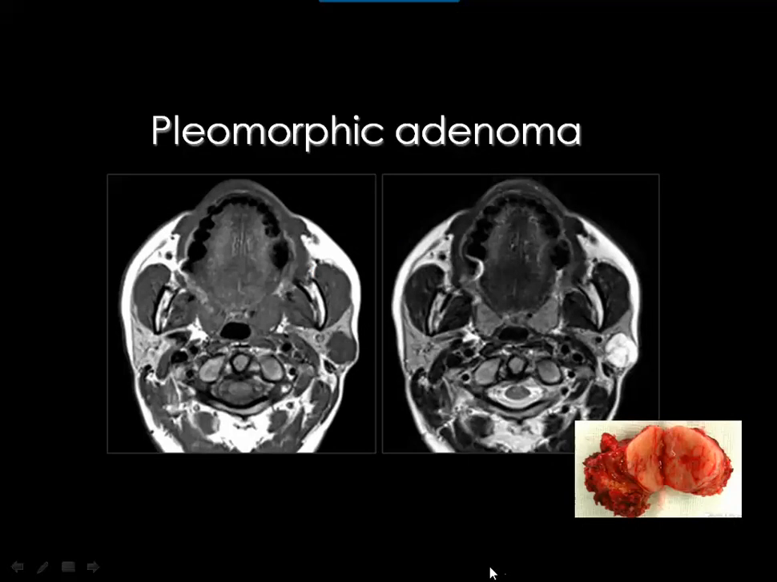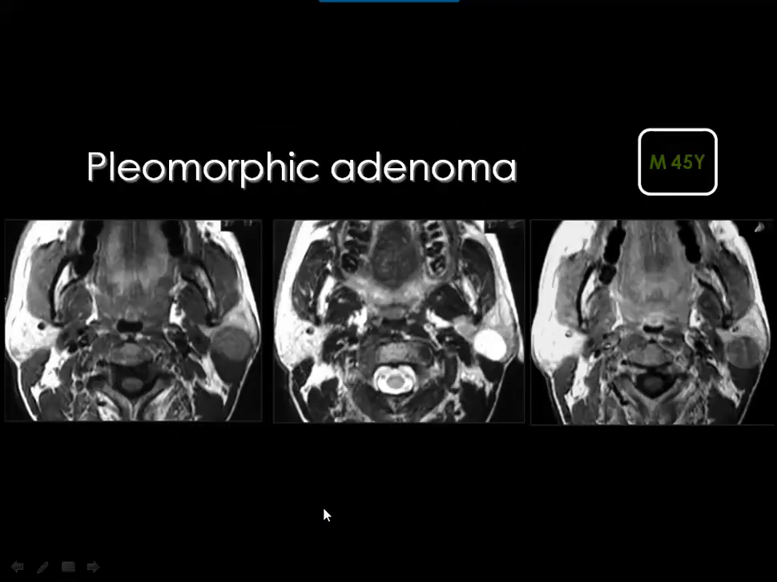Then this is the appearance of pleomorphic adenoma by MRI, T1 weighted image and T2 weighted image. The lesion is here, well defined, of intermediate signal in the T1, high signal in the T2, meaning that there is a lot of fluid inside the lesion, meaning that it is on the benign side.